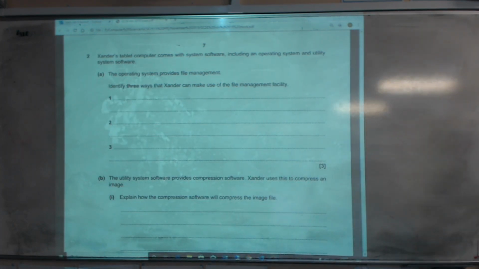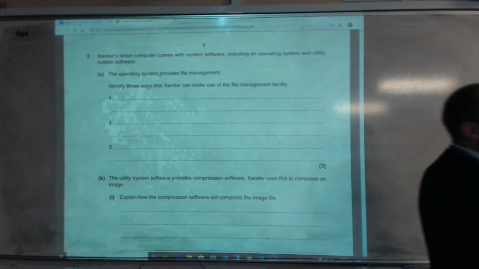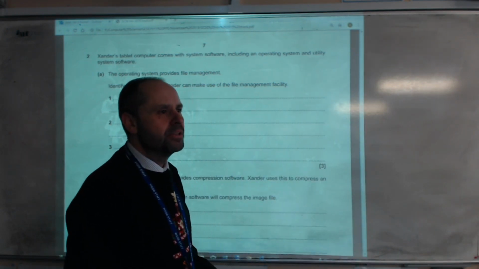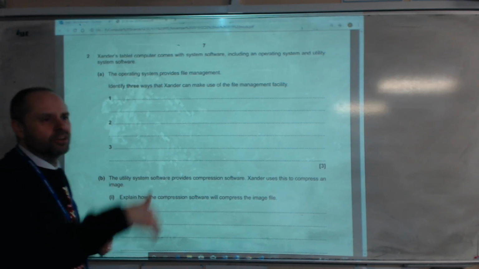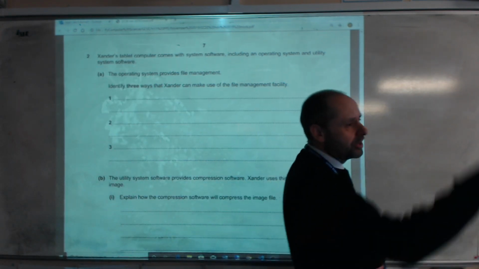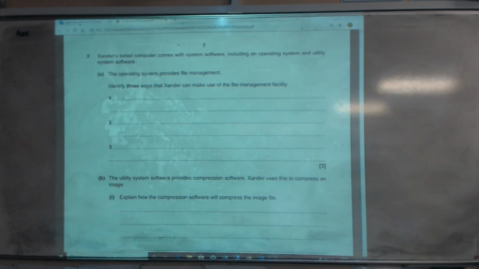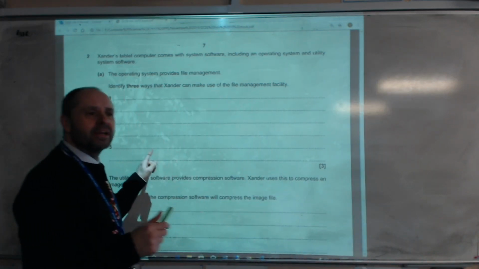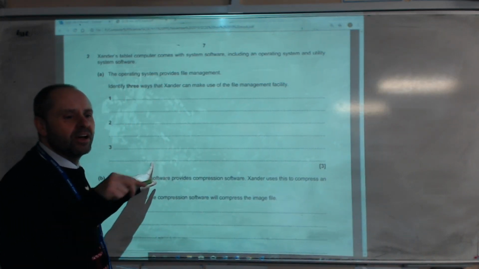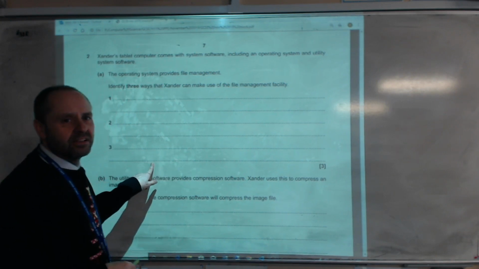Things to do with copying files around. But you can't just say copying, you've got to say copying files from one folder to another. You use the file management stuff to sort your files. Sometimes when you're looking for files, you go, I can't find what I'm looking for, let's make them alphabetical. Or, I know I did it recently, let's put them in date order. And all those things are file management facilities, but you've got to make sure you give a reason.